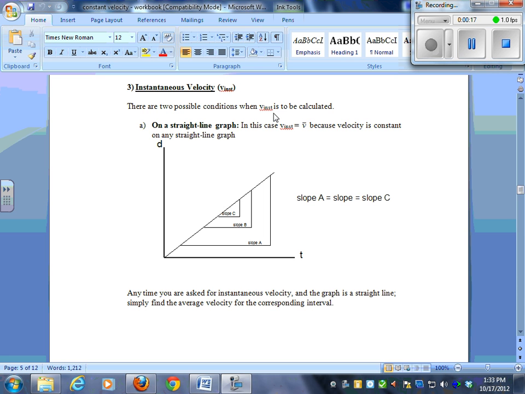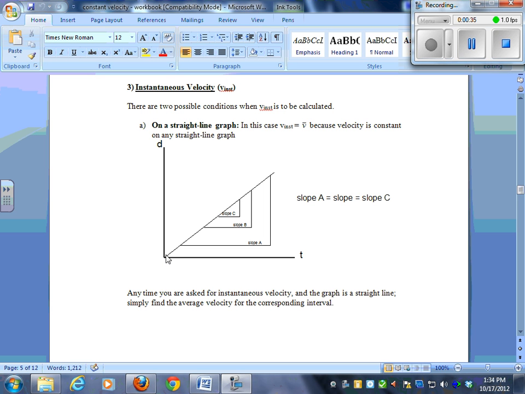So instantaneous velocity: how fast are you going right at a particular instant, not over a period of time, over an interval. So there's two possibilities. One is that it's a straight line graph. And in this case, it's easy because the instantaneous velocity is equal to the average velocity. And how come? Well, because the velocity is constant.